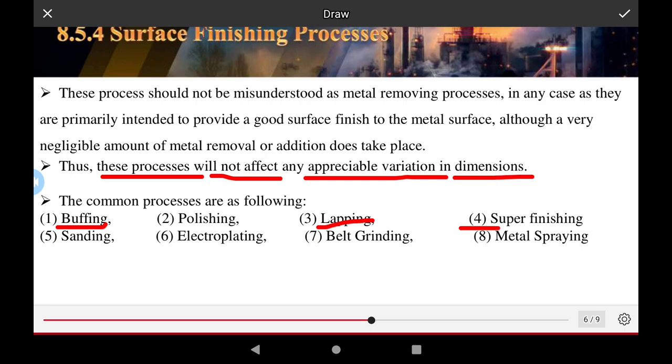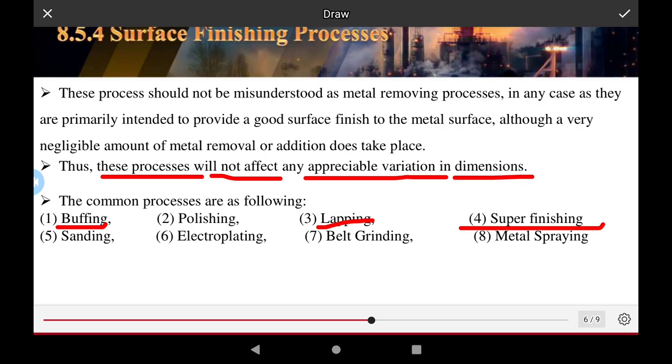Super finishing. The super finishing operation is a secondary manufacturing operation, a very smooth finishing process. Suppose that the surface finishing process and the metal cutting process are such that the surface of the cleaning machines.